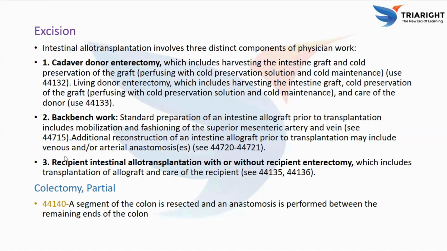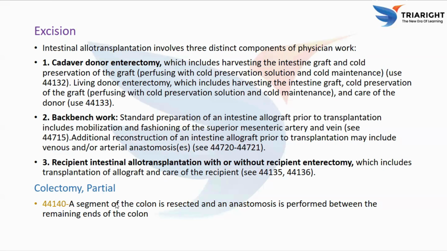The third step is recipient intestinal allotransplantation. So what does this include? Implantation of the intestinal allograft. There is a possible recipient enterectomy, removal of the diseased intestine. Post-operative care of the recipient is included here. The CPT codes are 44135 and 44136. These codes represent the final and most complex stage of the transplant surgery. So this is about the intestinal allotransplantation.